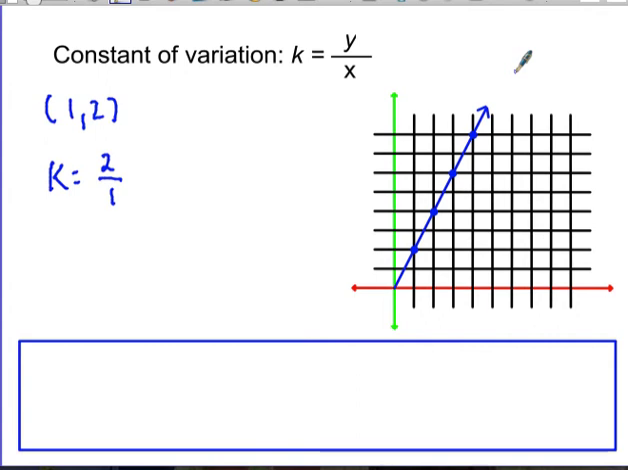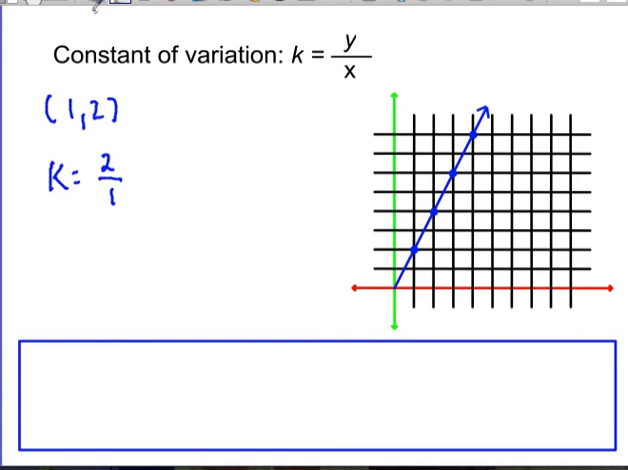Whereas yesterday, if we were doing this line, you would have had to have 2 points to do y2 minus y1 over x2 minus x1, right? Today, you don't need 2 points because you know it's proportional, you only need 1 point. Okay, does that make sense?